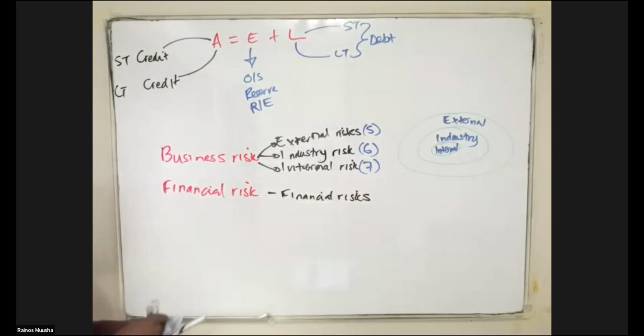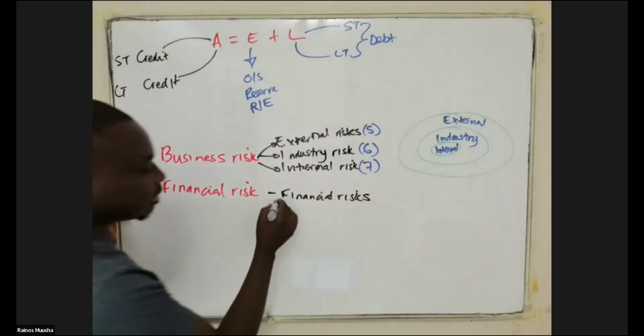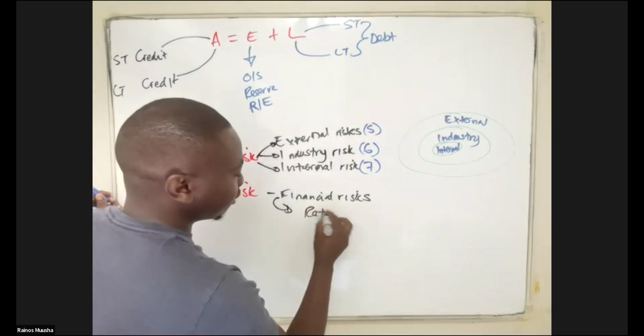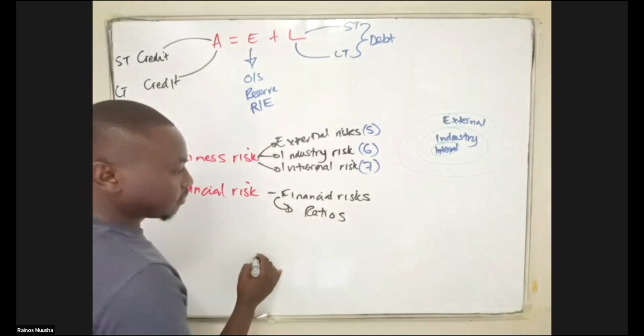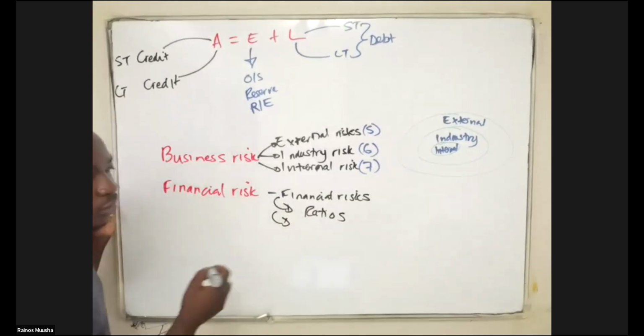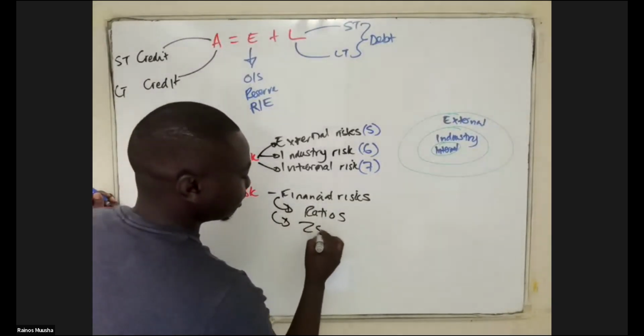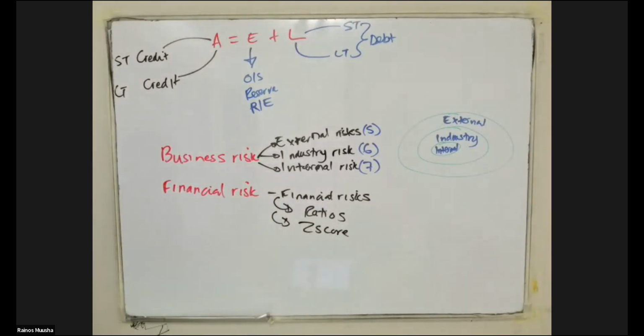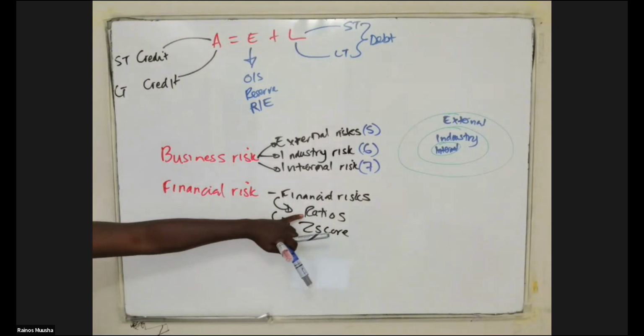And when you look at the financial risks, the main things you're going to be looking at are analyzing the financial risk by looking at the ratios, and then you also look at what we call the Z score. So these are the most important things that you need to take out of chapter 8. You need to be able to analyze and do the calculation and interpretation of the ratios.